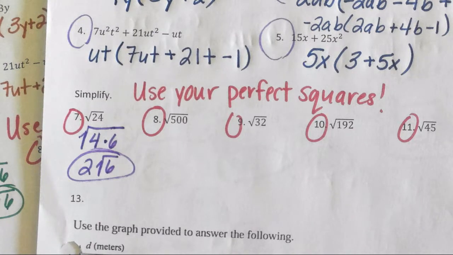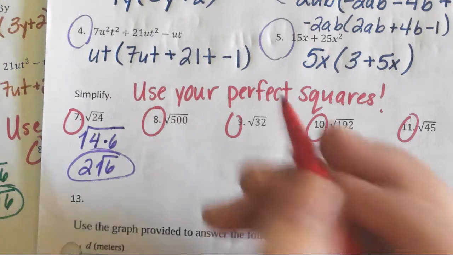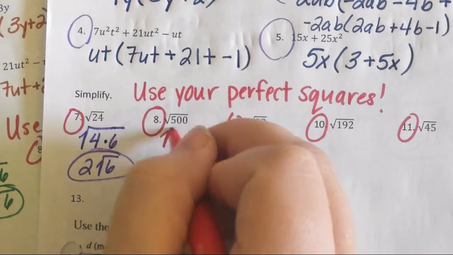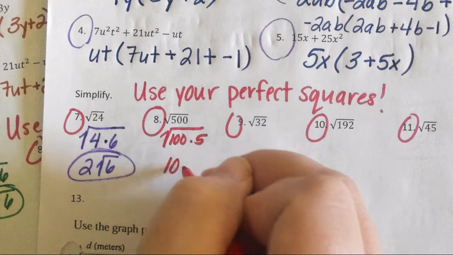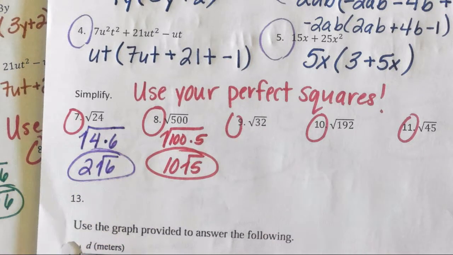Someone else help me with number two, the next one. Yes, dear. 10 square root of 5. It is, because it's 100, perfect. You can have a point. 100 times 5, and the square root of 100 is 10, so our answer is 10 square root of 5. Perfect, Jim.